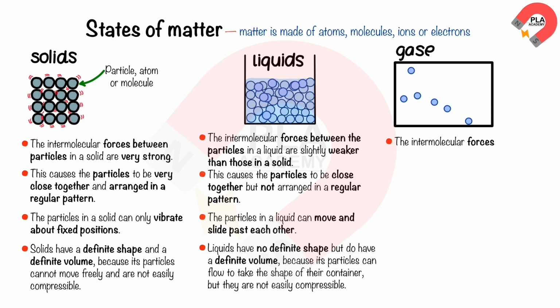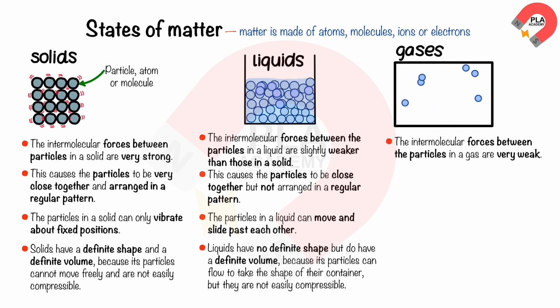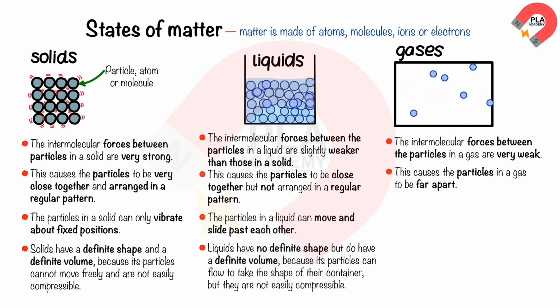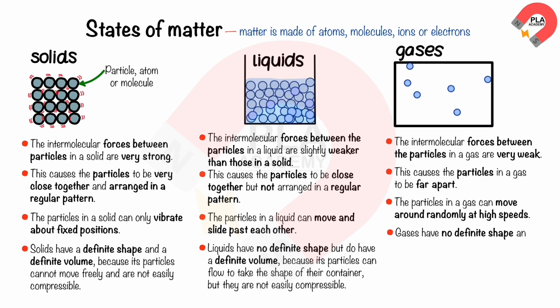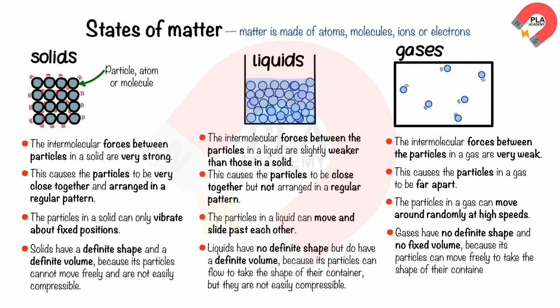Gases. The intermolecular forces between the particles in a gas are very weak. This causes the particles in a gas to be far apart. The particles in a gas can move around randomly at high speeds. Gases have no definite shape and no fixed volume, because their particles can move freely to take the shape of their container and are highly compressible.